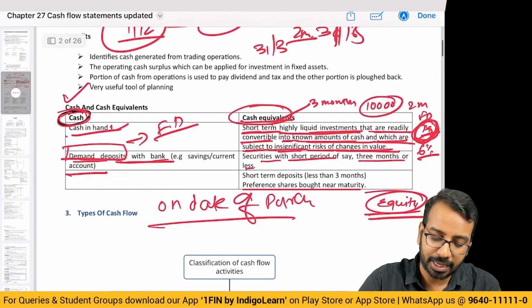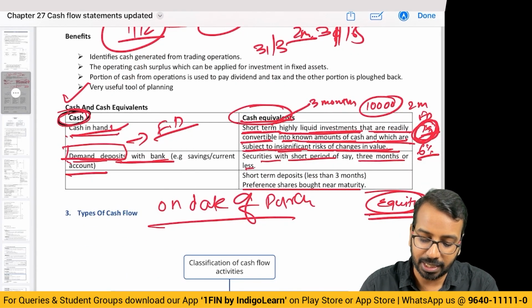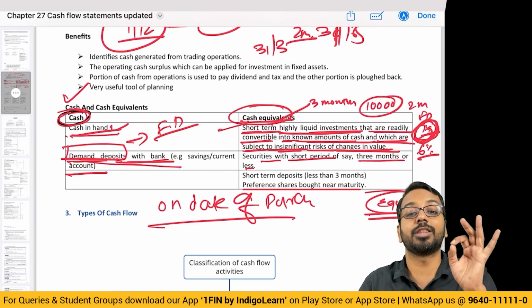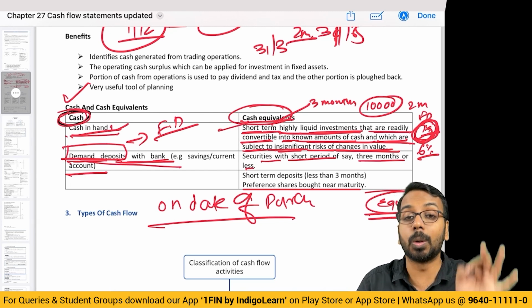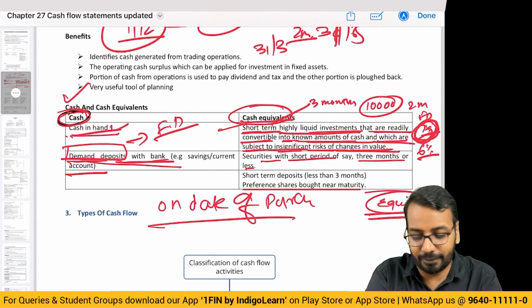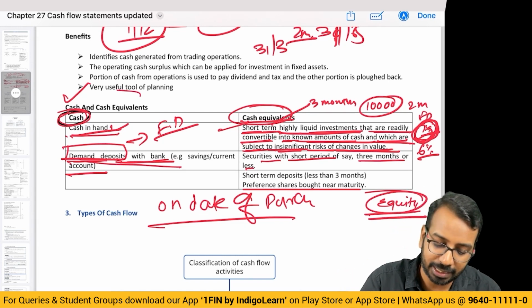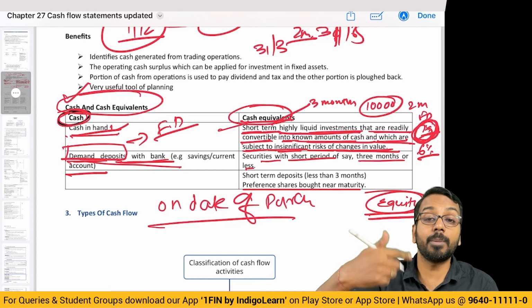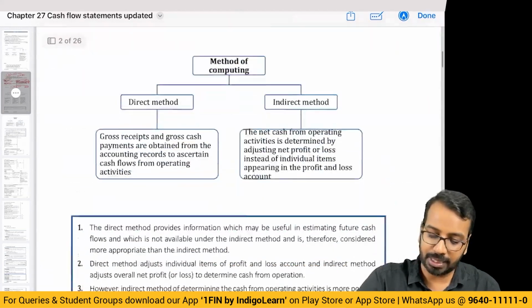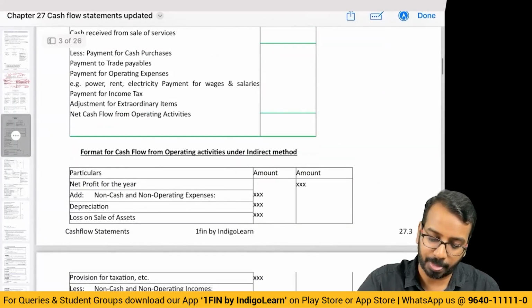Okay. So cash in cash equivalents, cash in hand, demand deposit with bank, short-term highly liquid investment which can be converted into known amount of cash and which have insignificant risk of value changes. Okay, these are cash and cash equivalents. From the balance sheet, this part will be excluded and it will be presented as a reconciliation item.